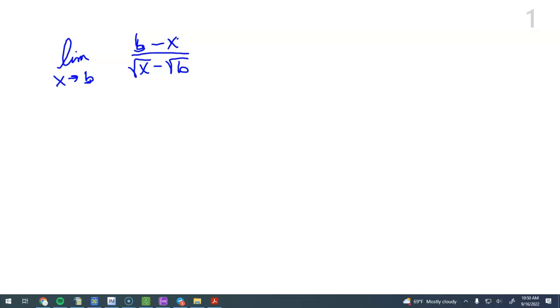My guess is you guys mostly do the rationalizing. You multiply by the conjugate, like the root x plus root b. So let me go through that one just to have another practice example. What I'm trying to do is get rid of these square roots. I'm going to multiply by the conjugate on the bottom. But if I do it on the bottom, I've got to do it on the top also.